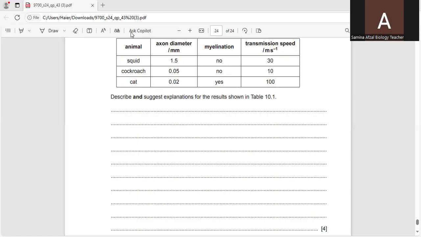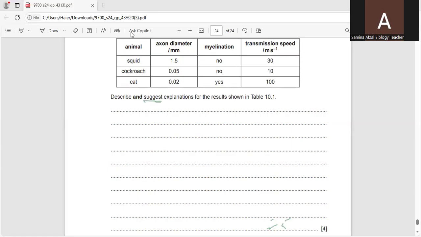highest. So I would like to say that if there is myelination and the axon diameter is large, then the transmission speed will be less in comparison to when the diameter is least, then the transmission speed is high. On the other hand, if there is no myelination, the transmission speed is very low, whereas where there is myelination, the transmission speed is high.